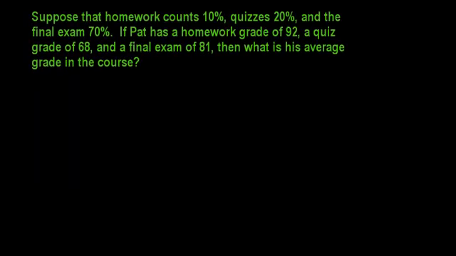So in this case, we've got homework and quizzes and a final exam in a course. The homework counts 10%, the quizzes count 20%, and the final exam counts 70% of the total grade. So Pat has earned his scores: a homework grade of 92, a quiz grade of 68, and he made an 81 on the final exam. So what is his average grade in the course? In other words, what's the weighted mean of this data set?